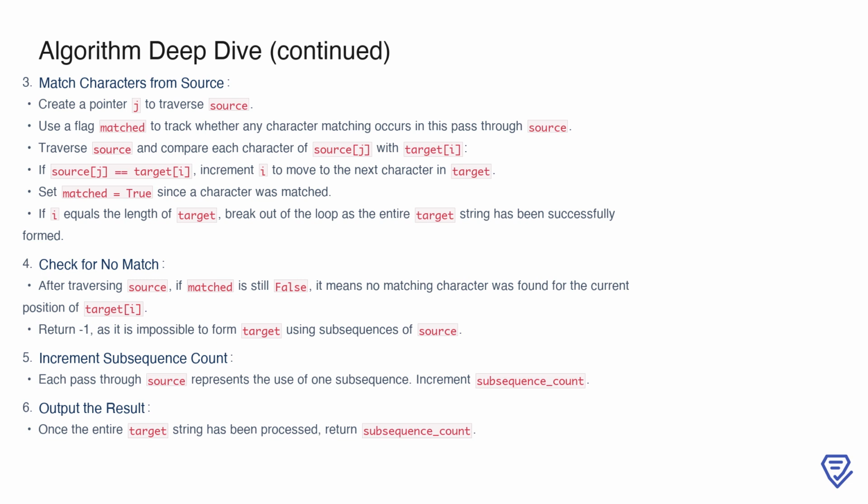can exit the loop. However, if we complete a traversal of source without setting matched to true, it means no character in source matched the current character in target. In this case, it's impossible to form target using source, so we return -1. Each pass through source represents one subsequence, so we increment the subsequence_count after each pass. Once all characters in target are processed, we return the value of subsequence_count as the result.